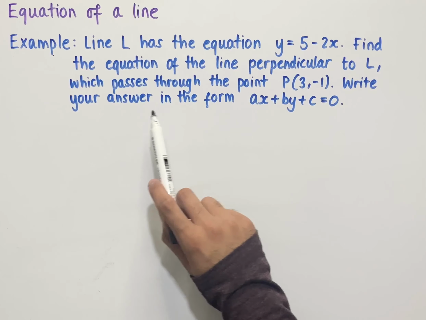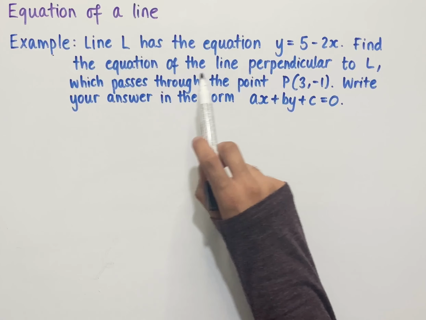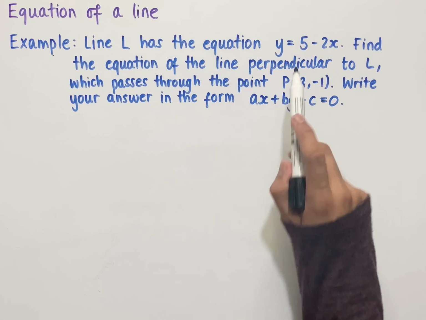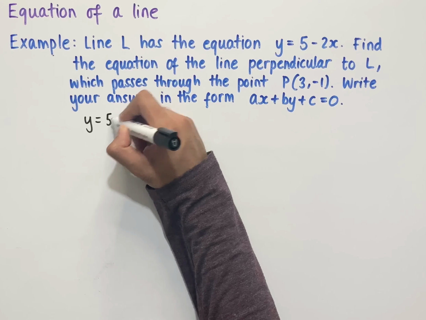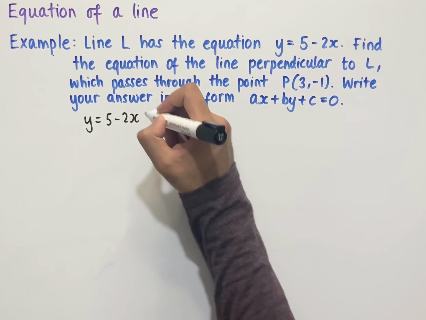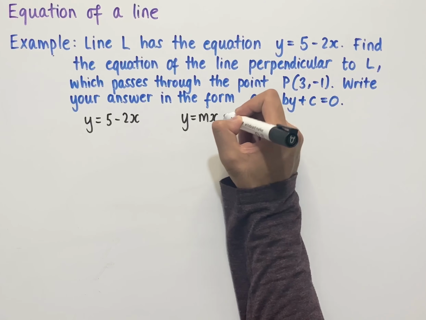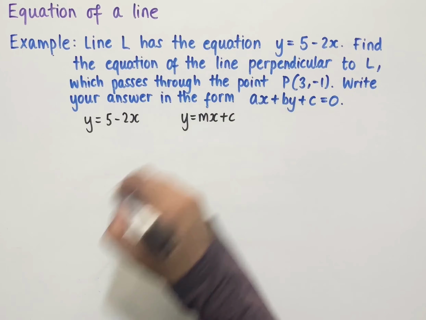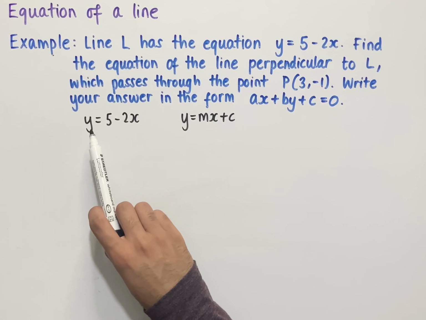Write your answer in the form ax plus by plus c equals 0. So again, with this question, we start with the equation that we're given, that's y equals 5 minus 2x. And we write this in the form y equals mx plus c, which is the general form of the equation of a line. And so we see that currently the line is not in this form.